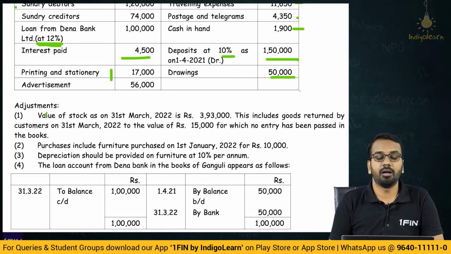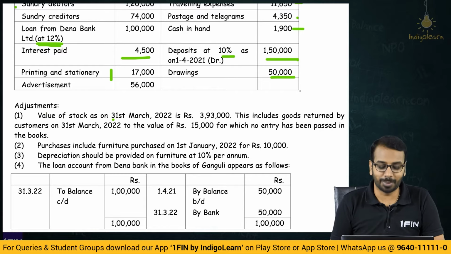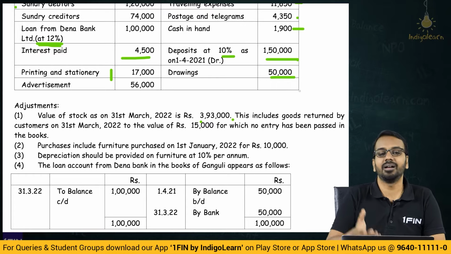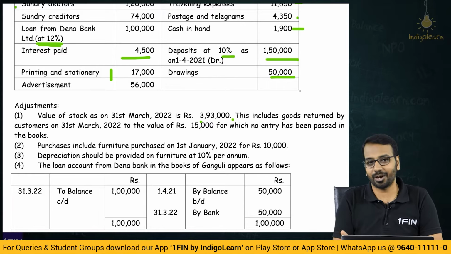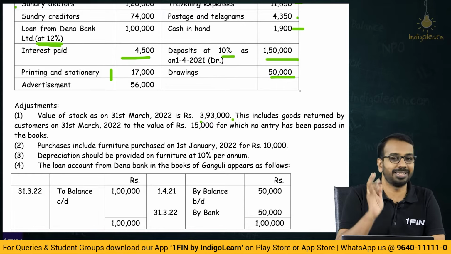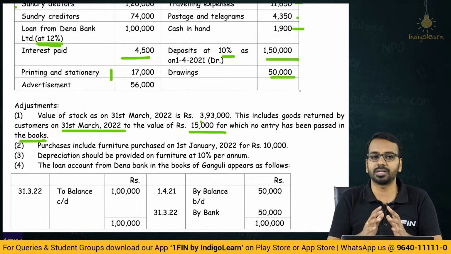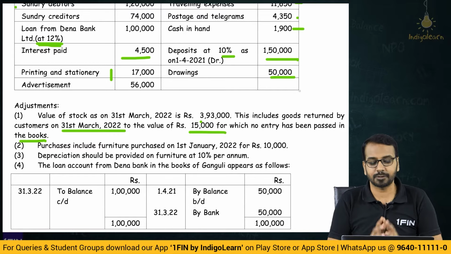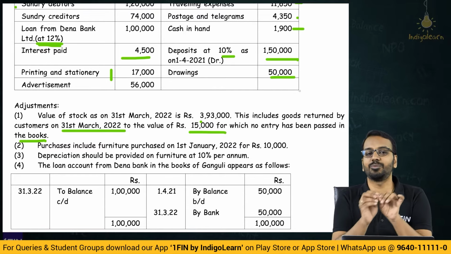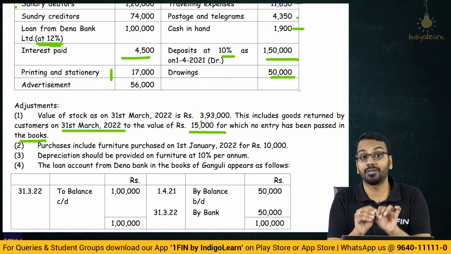First adjustment, value of stock on 31st of March is 3,93,000. So we will take this as a credit item on our trading account and on the asset side in the balance sheet. This includes goods returned by customers on 31st March to the value of 15,000 for which no entry has been passed in the books. Now what does this mean? This basically means customers have given back some goods to us worth 15,000.